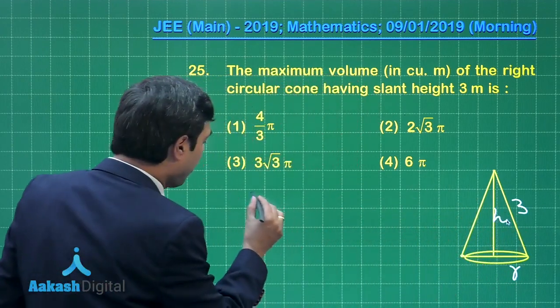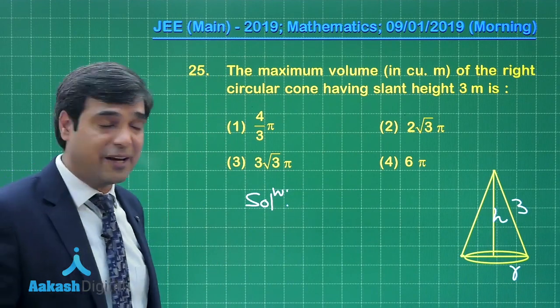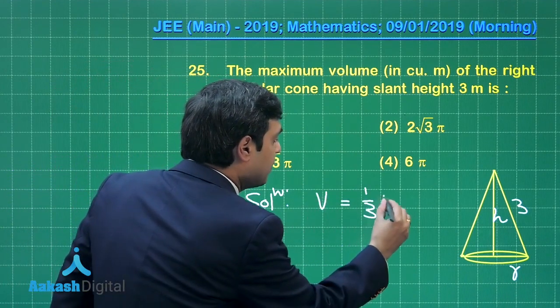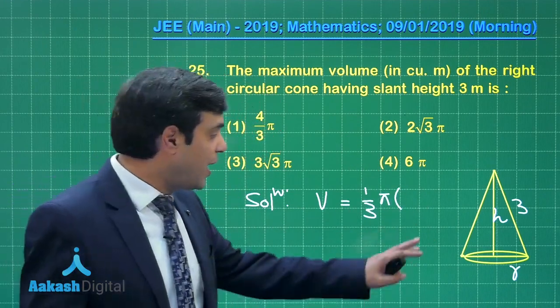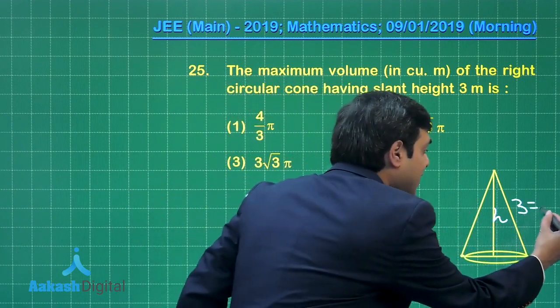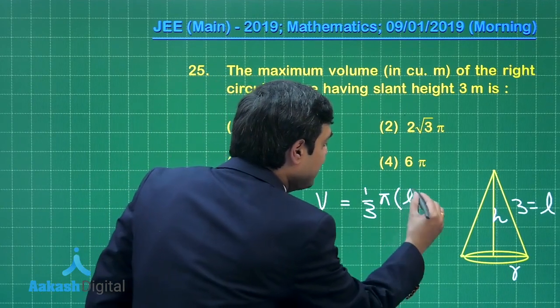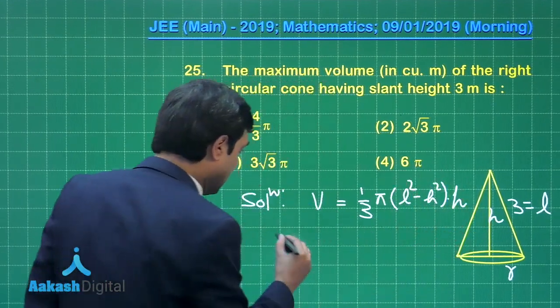Now what is the volume of this cone? It is given by 1 by 3 pi r square h. Let's write down 1 by 3 pi r square h. We can write r square as L square minus h square because L is fixed. This is clear. So we can write here L square minus h square multiplied with h.